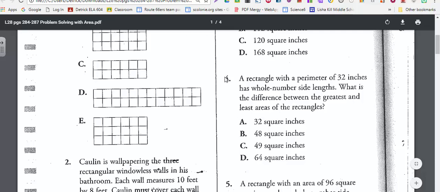We're taking a look at question number 4. A rectangle with a perimeter of 32 inches has whole number side lengths. What is the difference between the greatest and least areas of the rectangles? Alright, and here are the choices by the way, take a look at them.